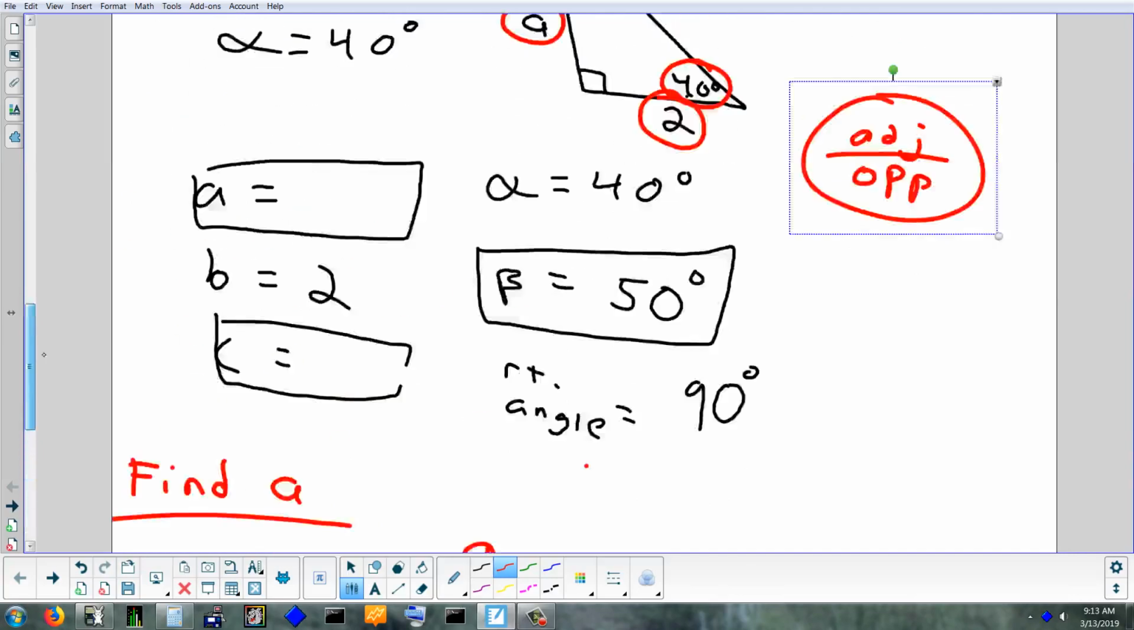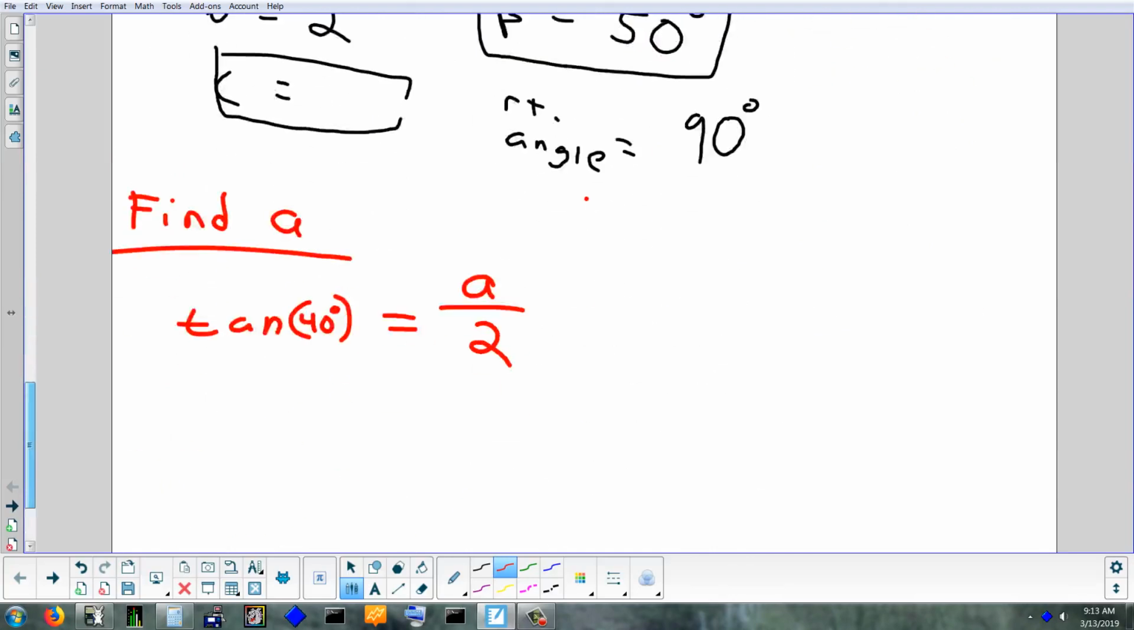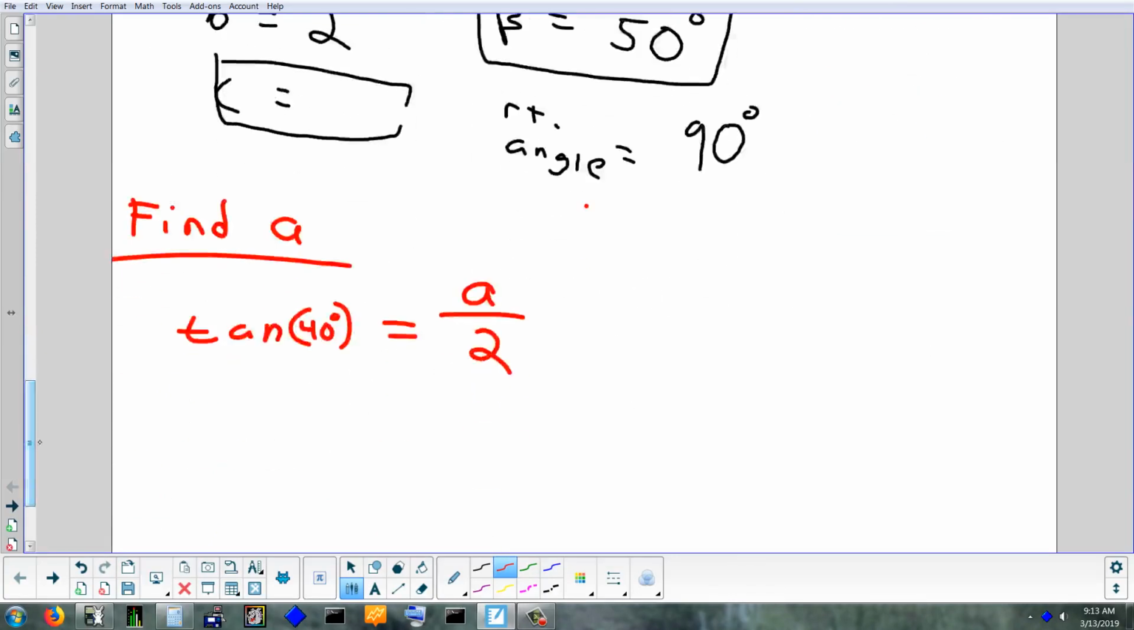Opposite over, what side is adjacent to 40? 2. Again, you're not wrong if you did adjacent over opposite and flipped it, but now you have to type that in on the calculator and you don't have a button for it. Okay, so we'll do opposite over adjacent.